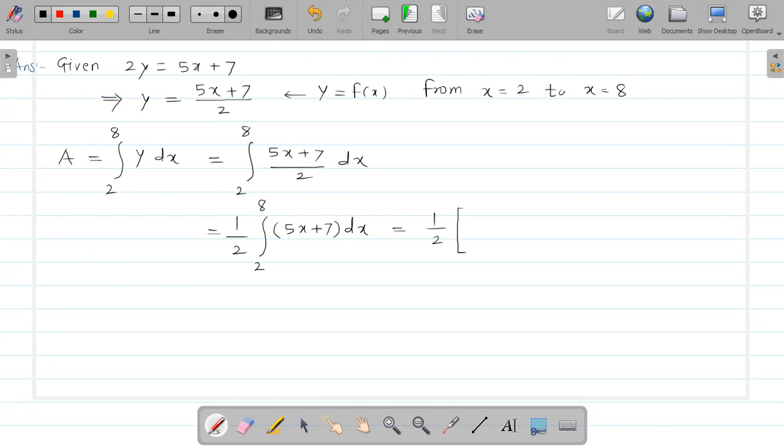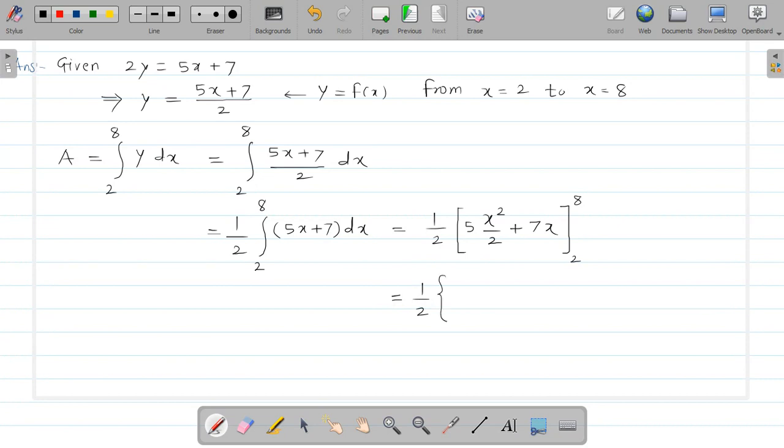Now what will you get? Integration of 5x, 5 as it is, integration of x will be x square upon 2, plus next term is 7 as it is, integration of 1 is x. Okay, check this integration, and it is from 2 to 8. See, integration of 5x, 5 as it is, integration of x is x square upon 2, plus here it is 7, so 7 as it is into integration of 1, that is x. Now just you put the limits here, 1 by 2 as it is.